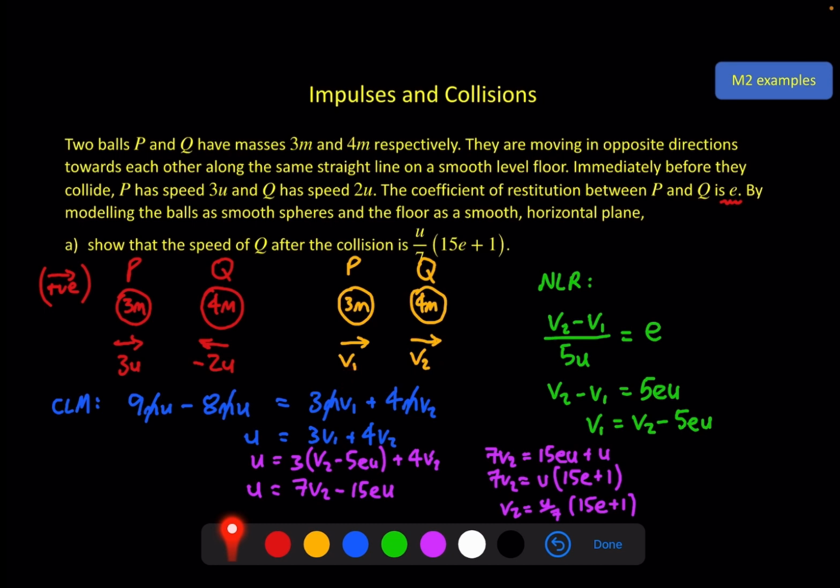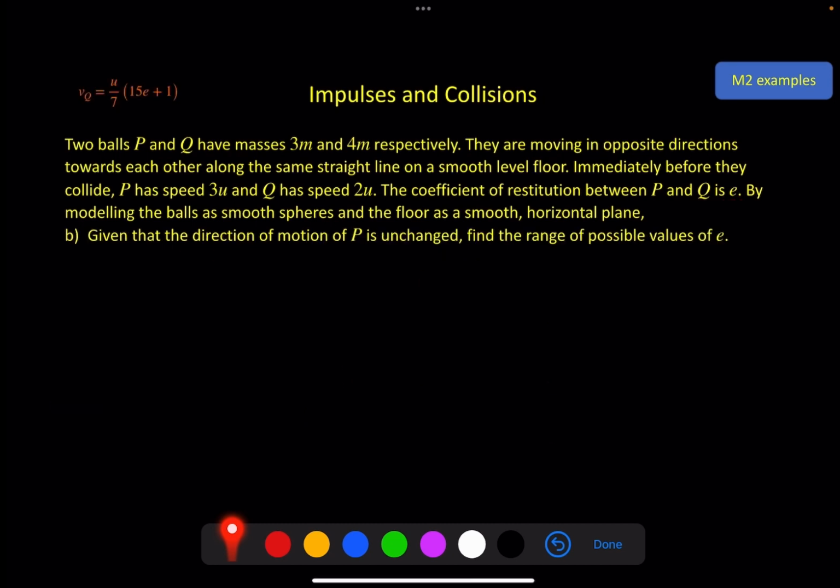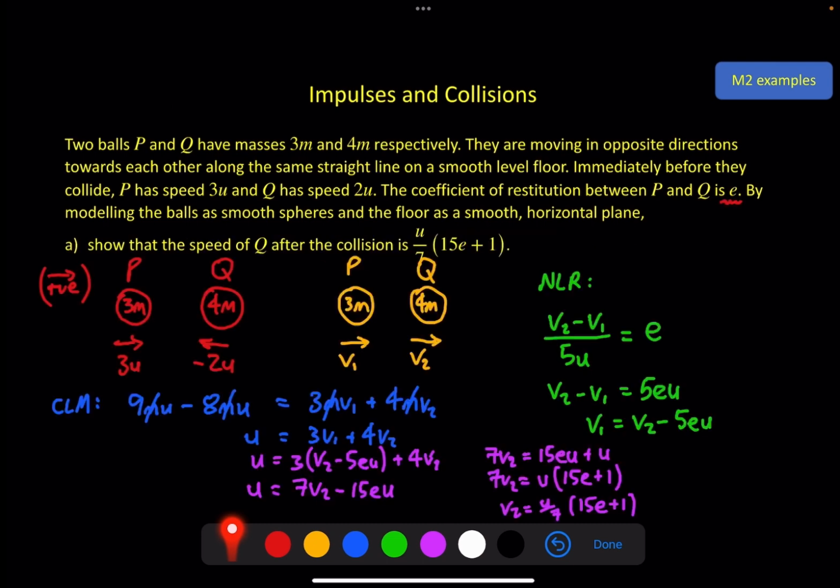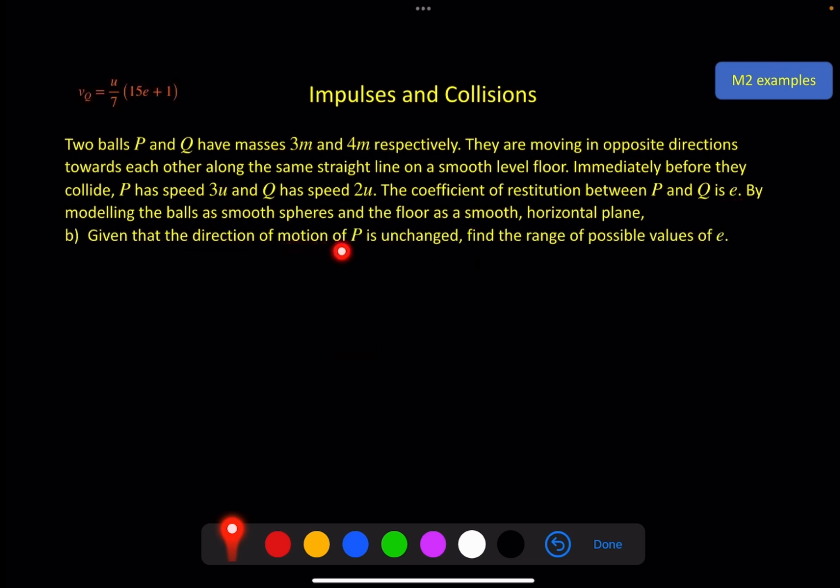The key problem-solving element of this question then: the direction of motion of P is unchanged, that tells us an inequality. v1 must be bigger than 0 because I've chosen this as my positive direction, and what that's saying is if it's unchanged it's still positive, v1 is greater than 0. So that sentence is giving me my starting point, v1 greater than 0. Given that, find the range of possible values of e.